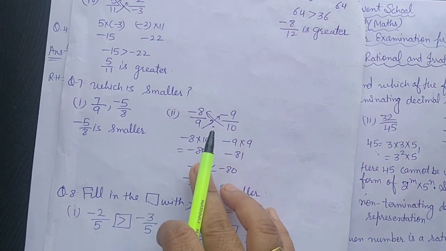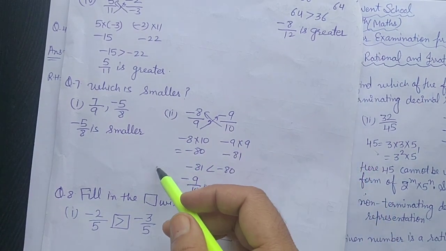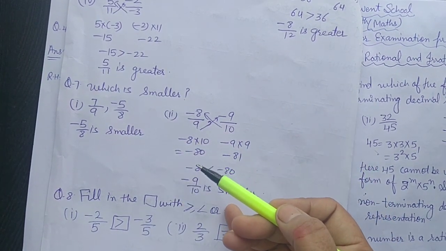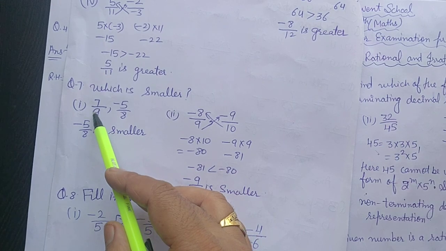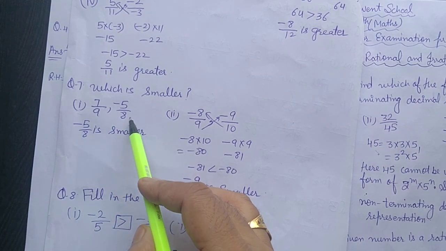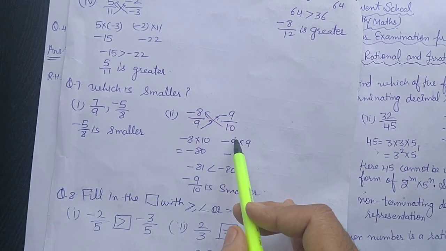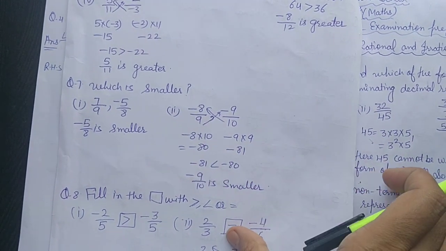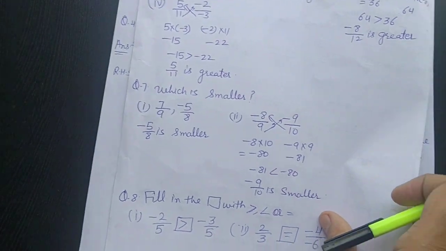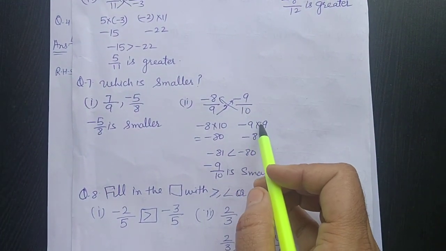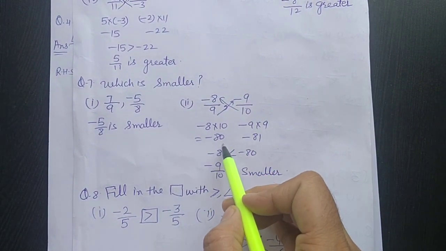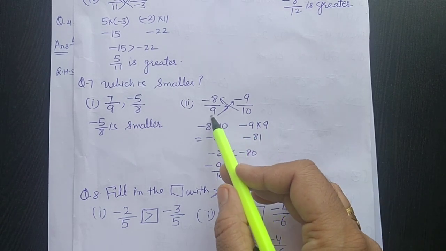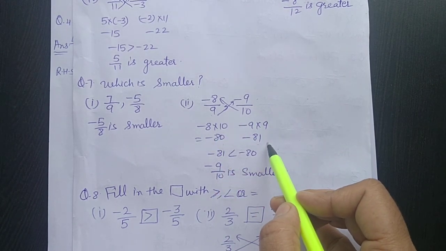Then which one is smaller? Same procedure as for greater. Here you will have to tell which numbers are smaller. So this one is positive, this one is negative, so the negative one is the smaller. In this question, same method, cross multiplication: minus 8 multiply by 10, then it will give minus 80. So here 9 multiply by minus 9 is minus 81.